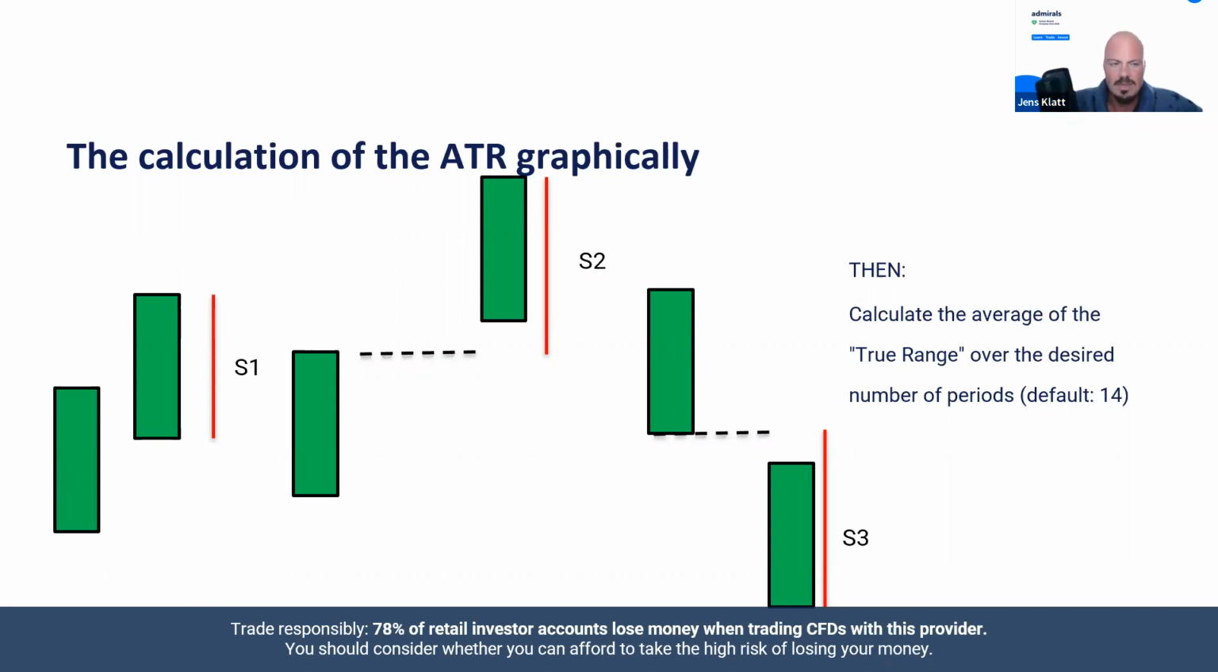So for example, the default in MT5, if you download the platform from the Admirals website, you will find out that the default parameter is 14. So you look at 14 candles, and you have the high and the high of the previous day, respectively low and low of the days you're referring to. You calculate this for 14 candles, then divide it by 14, and you get an average. And this is how you calculate the average true range.